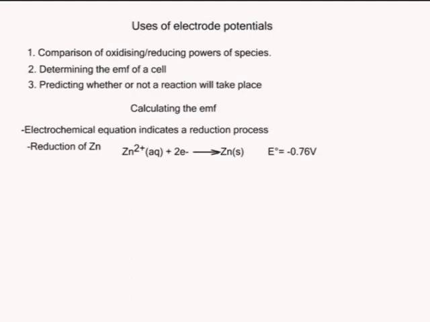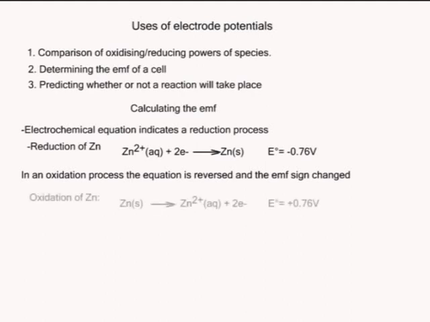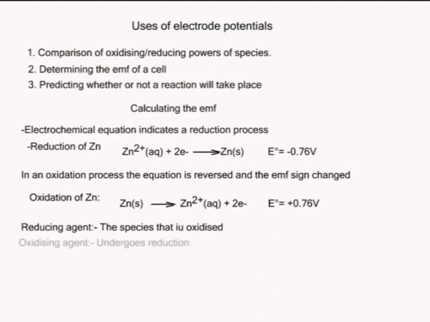Again, in a complete cell, one species is oxidized and the other is reduced. That's very, very important. For a redox reaction to take place, one species must be oxidized, the other must be reduced. If the above ionic half equation is reversed to show an oxidation process, the sign on the voltage is reversed as well. That is, when zinc is oxidized to zinc ions plus 2 electrons, the electrode potential now becomes plus 0.76 volts. That is very important for you to note. Remember also, the species that is oxidized is the reducing agent. That which is reduced is the oxidizing agent. Pretty easy to understand that.